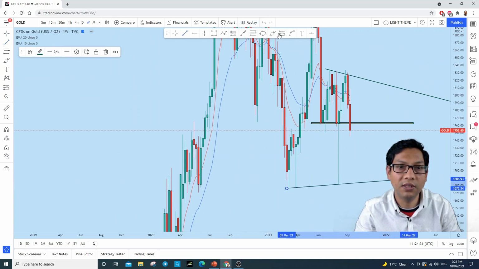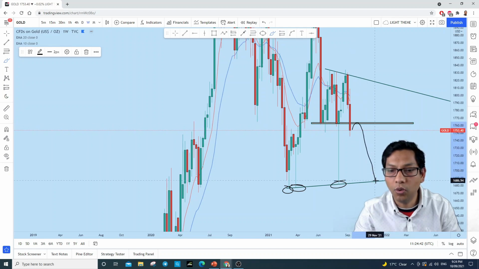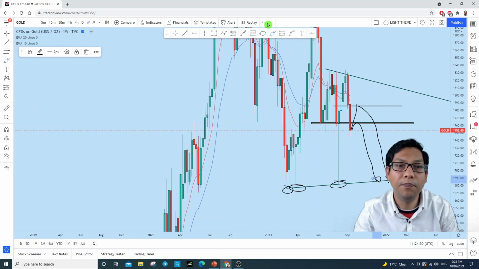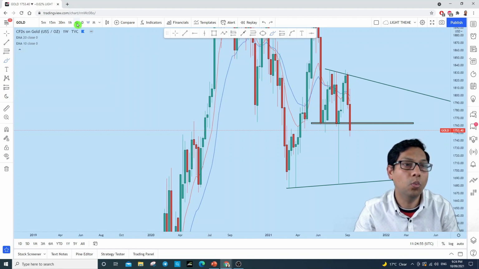Now look at the support here. Every time the price comes here, it creates a higher low, and then the price jumps. So if we see a test of this level, we might see a drop, or maybe we can see a test of this level and a drop from here to this level. So we will be patient and wait to see what's happening on the lower time frame.